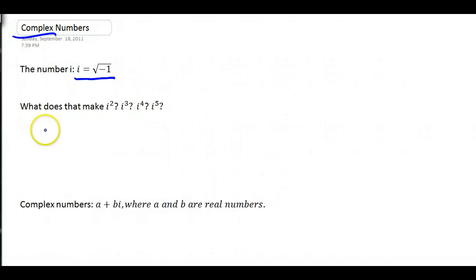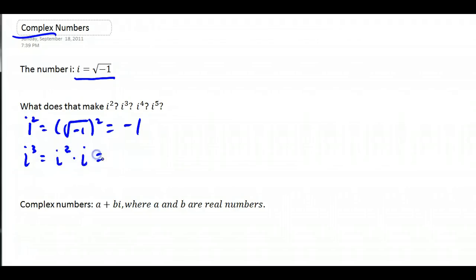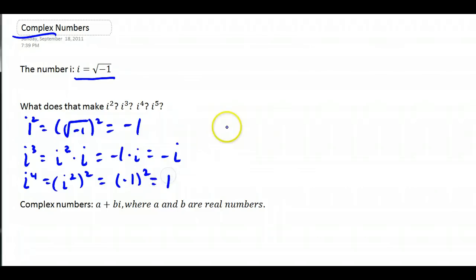So if i equals the square root of -1, what does that make i squared? Well, i squared will be the square root of -1 squared, which is -1. How about i cubed? i cubed is i squared times i, which is -1 times i, which is -i. i to the fourth, that's i squared squared, which is -1 squared, which is 1. And i to the fifth is i to the fourth times i, which is 1 times i, which is i. And we're right back where we started.